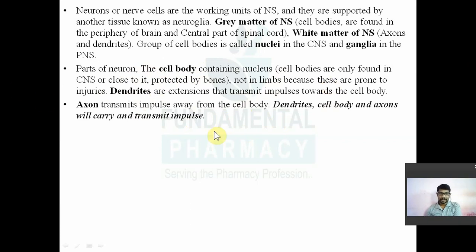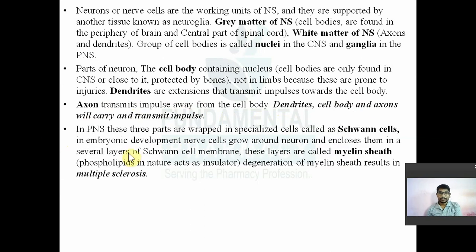Dendrites are an extension of the cell body that transmit the impulse towards the cell body, and the axon transmits the impulse away from the cell body. Now, in the peripheral nervous system, these parts are wrapped in a specialized cell called a Schwann cell. In embryonic development, the Schwann cell grows around the neuron and encloses it in several layers. These layers are called the myelin sheath.